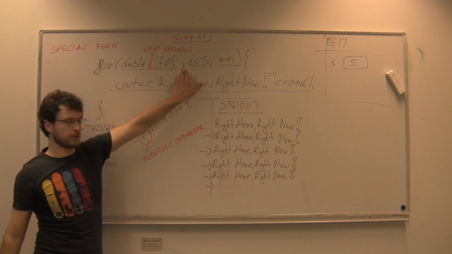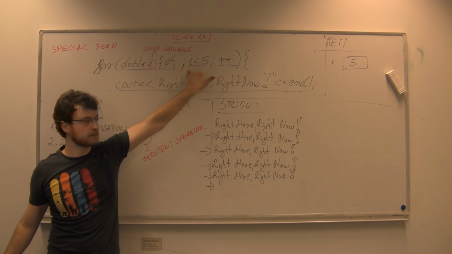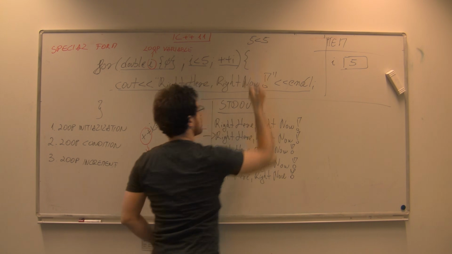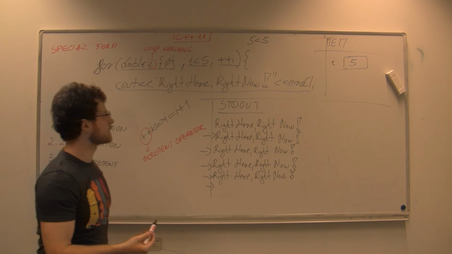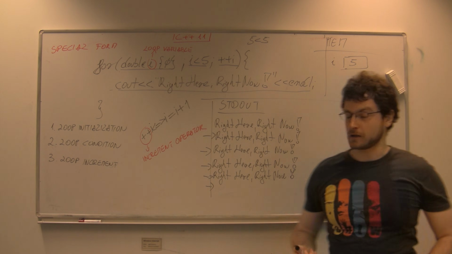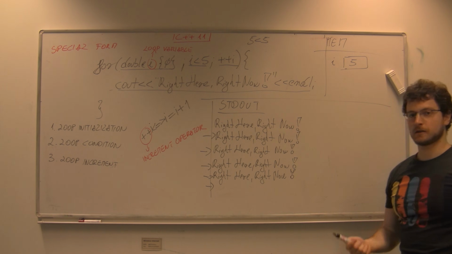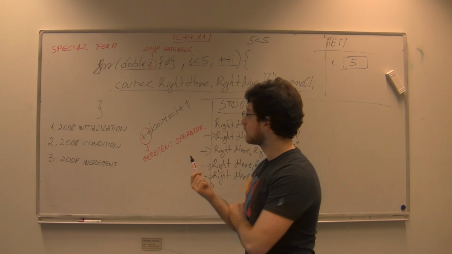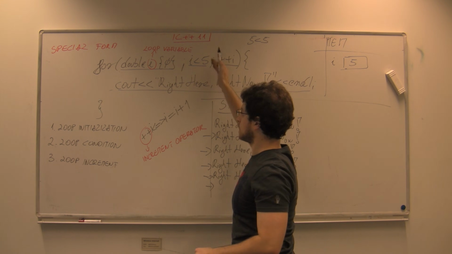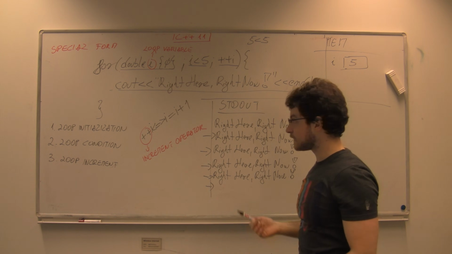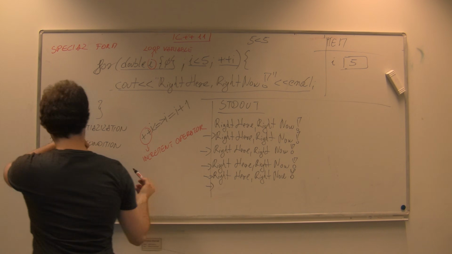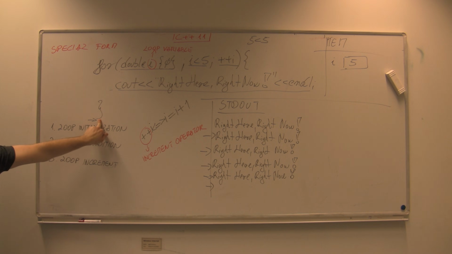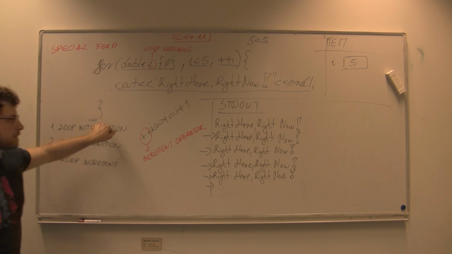Is the value of the loop variable less than 5? Is 5 less than 5? Well, the answer is no. It is not. And it is at this step that the execution of the for loop is terminated, once the loop condition no longer holds. And the next thing that happens is that execution proceeds from the first statement after the for loop.